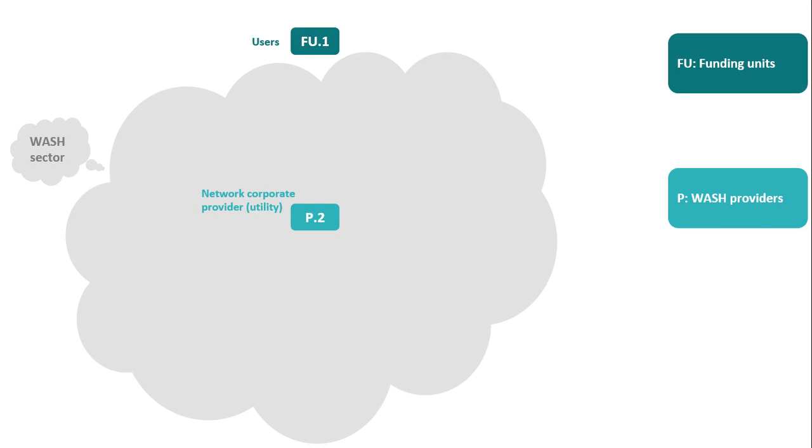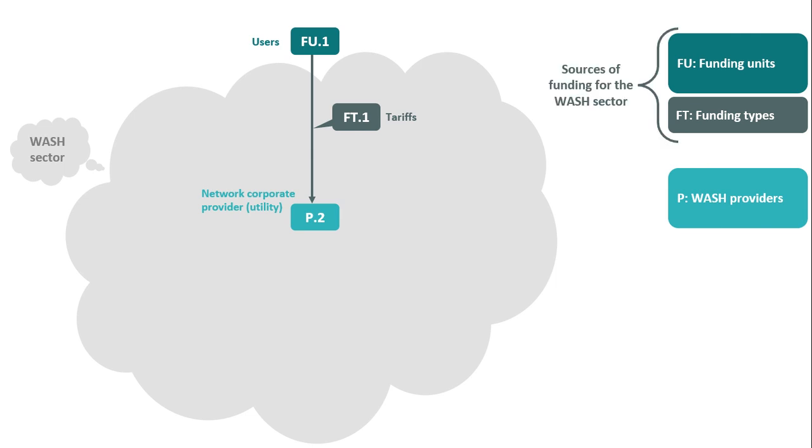At the top of the cloud, we have those entities that provide funds for the WASH sector or WASH service. These are the WASH funding units, FU, and in this case, for network corporate provider, the users are providing funds, FU1. Users are paying for drinking water through FT1 tariffs. So, the FU and the FT together provide information on the sources of funding for the WASH sector.